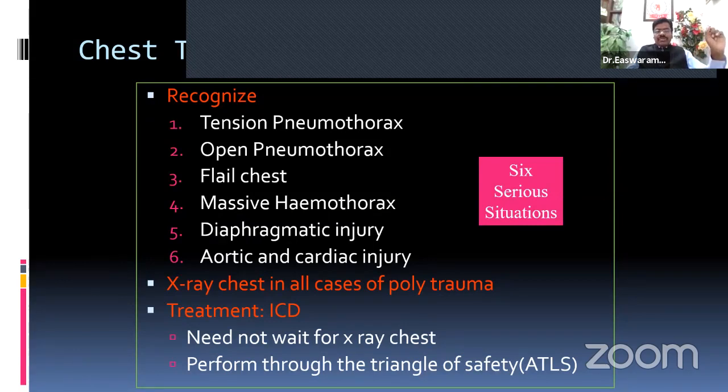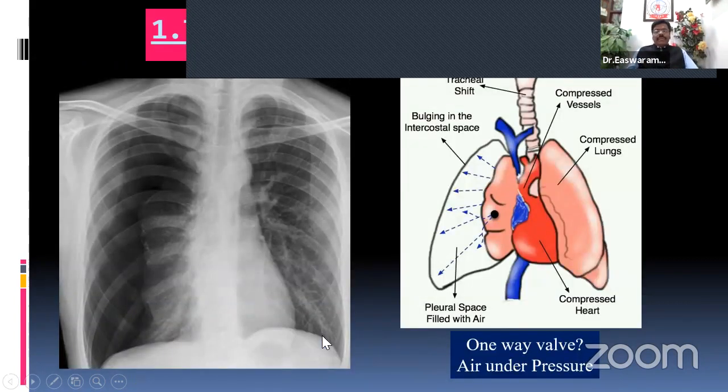Primary survey for chest, I would try to recognize one of these 6 or all of them if they are present, and then treat them as you see. And most of the time, these people, either during the procedure or at the end of your primary survey, would require a chest x-ray, and most of the treatment would be an ICD, intercostal drainage. Let us go by one. Okay. The first important thing is a tension pneumothorax.